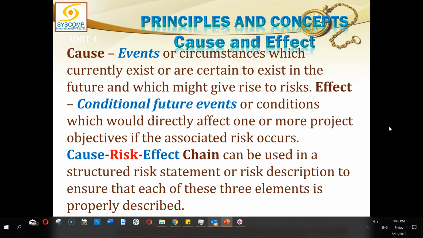Okay. So actually, you are trying to tell me the impact of the risk, right? Quality is poor. This is the project objective which will not be satisfied. So this is the consequence. This is the effect. Where is the risk?